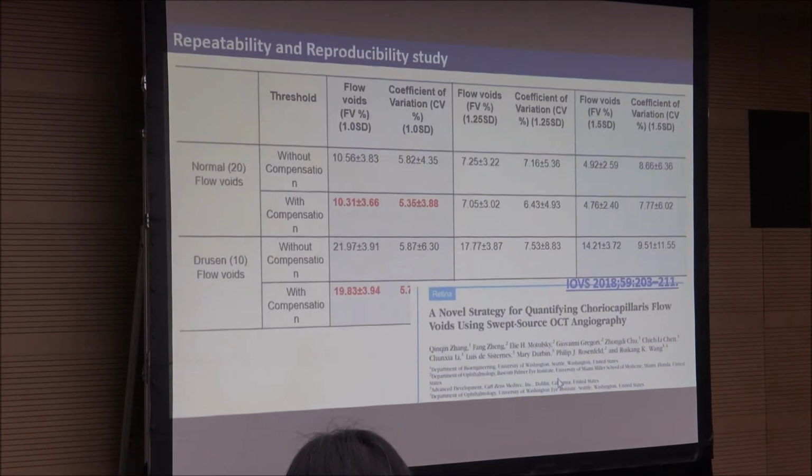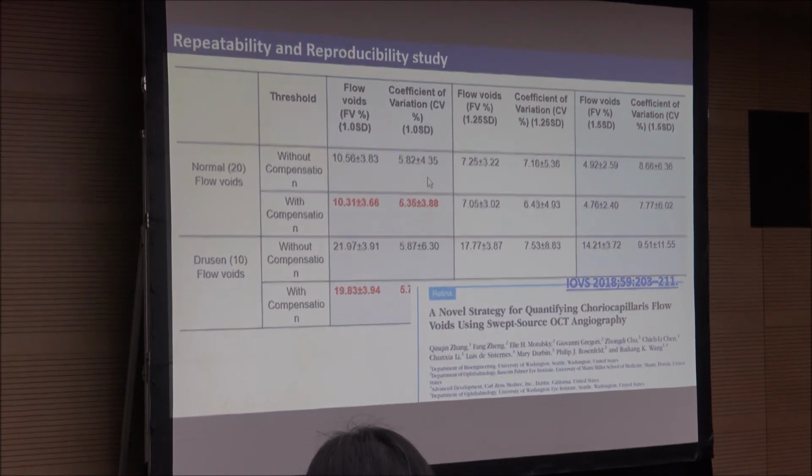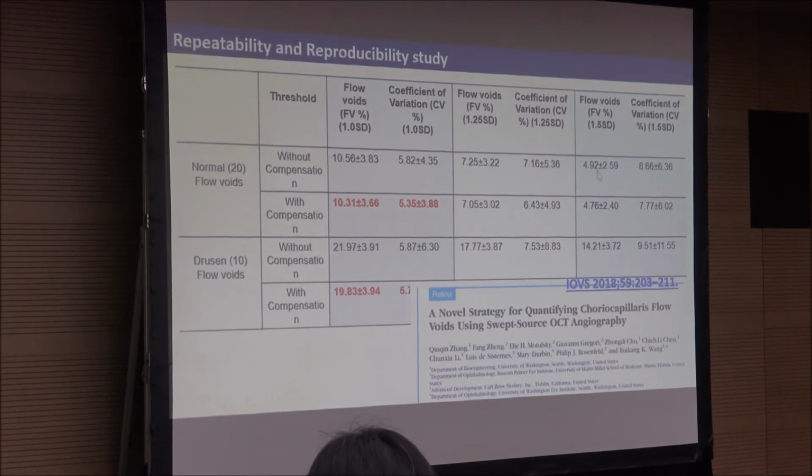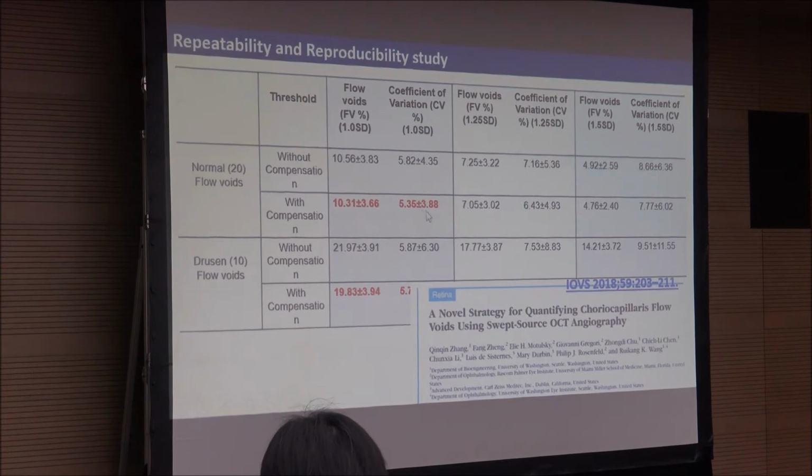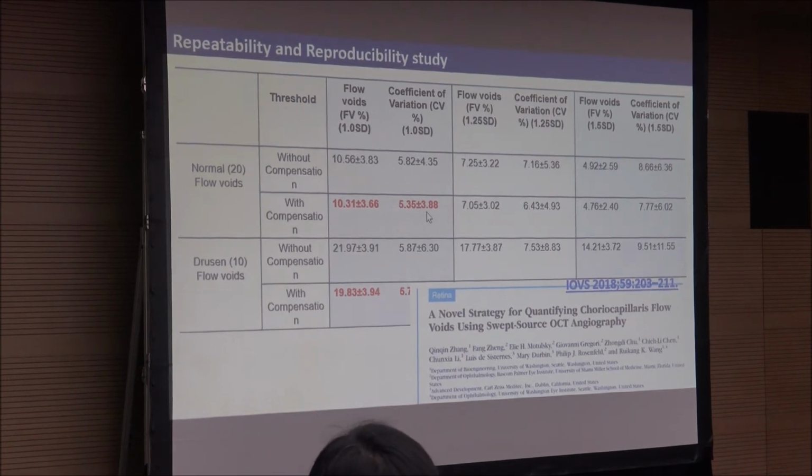We used 20 normal subjects to test the repeatability, and also 10 drusen subjects. We also used different strategies of 1 standard deviation, 1.5 and 2 standard deviations to see how repeatable the measurement is. And it turns out that 1 standard deviation gives you the best results.